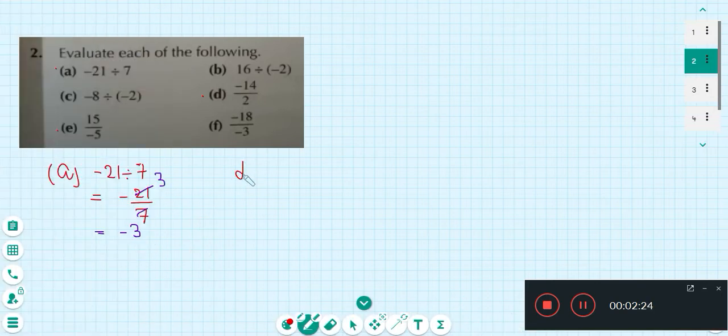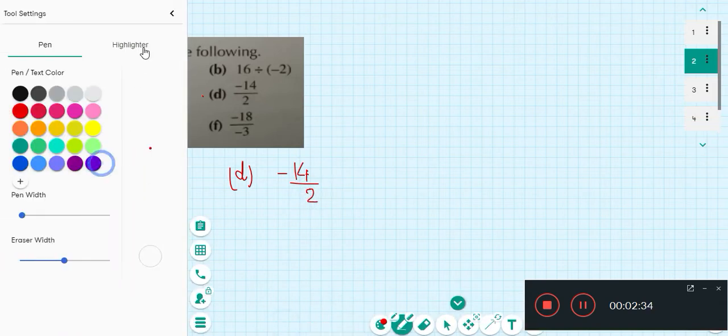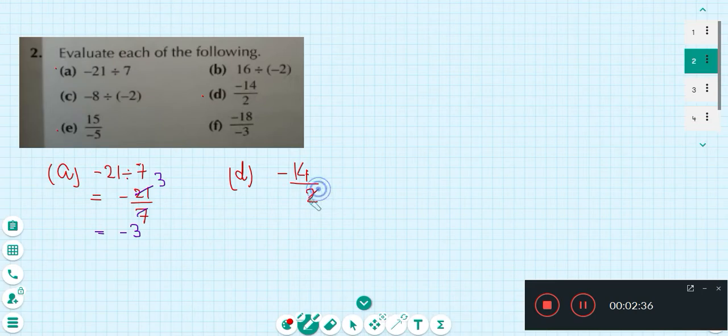Part D, -14 divided by 2. So 2 1s are 2 and 2 7s are 14. So we are left with -7. So -7 is your answer.